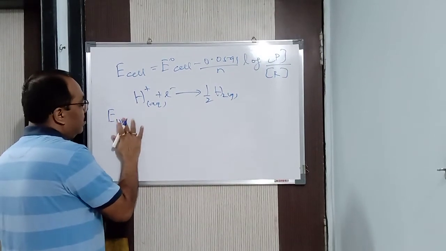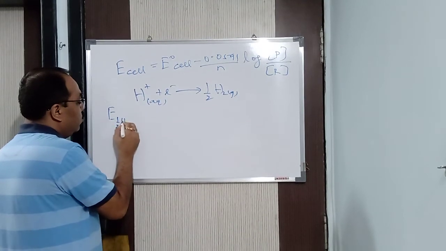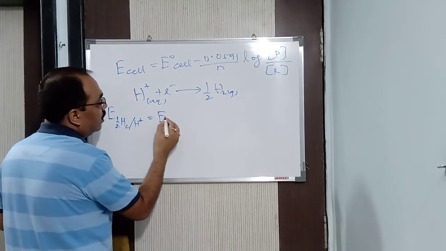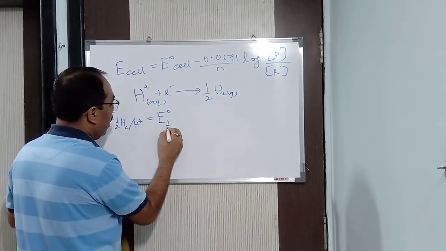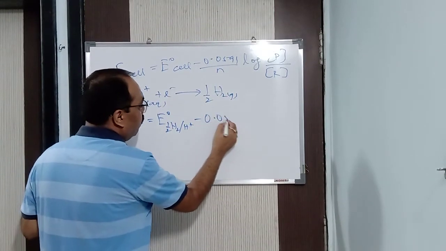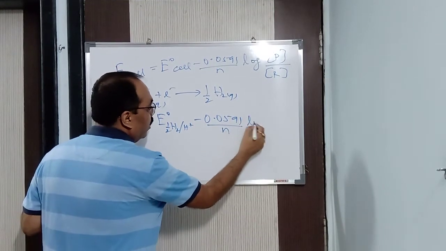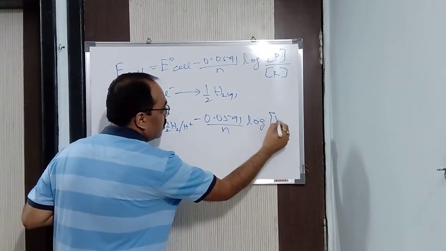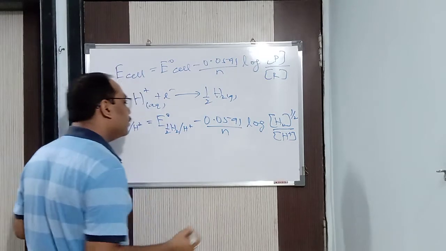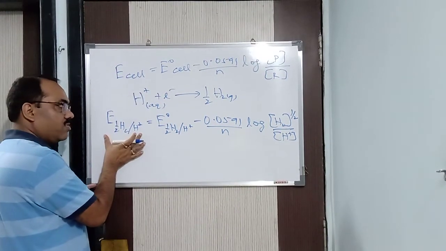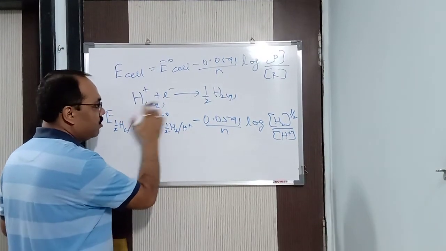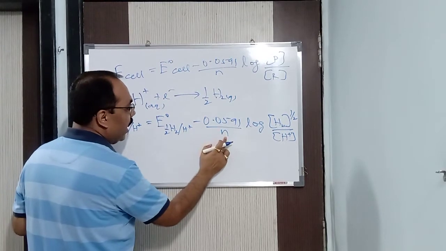E of half H2 slash H plus. I should write it this way, isn't it? Then that is nothing but E naught, that is half H2 slash H plus, minus 0.0591 by n log, product is what? That is concentration of hydrogen to the power half by concentration of H plus ion. This is E cell. Instead of cell it is reduction potential I have written, and E naught cell also reduction potential, because it is about this particular electrode. Minus 0.0591 by n, the value of n will be how much?